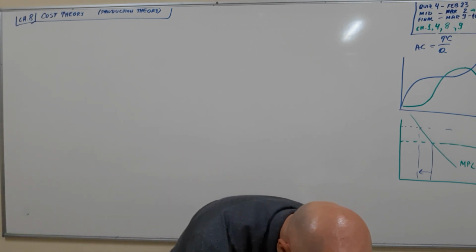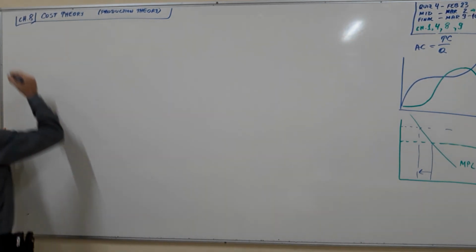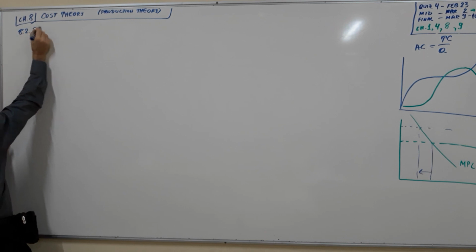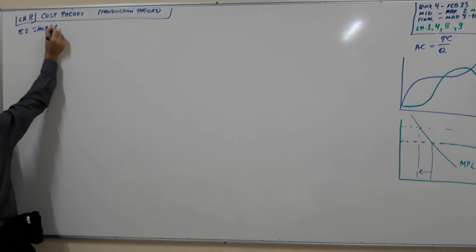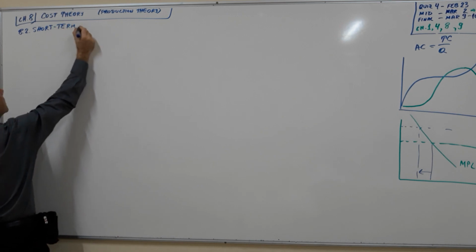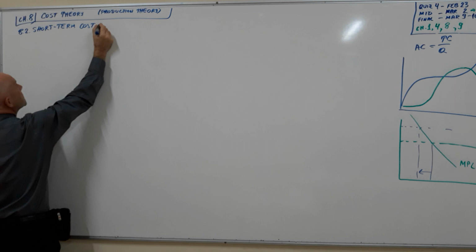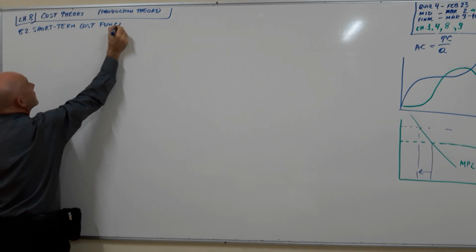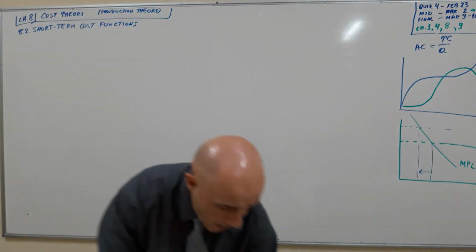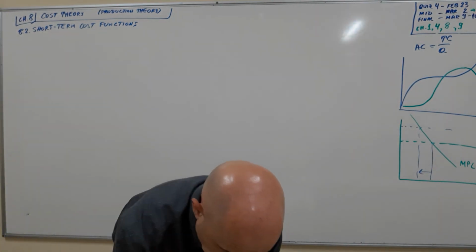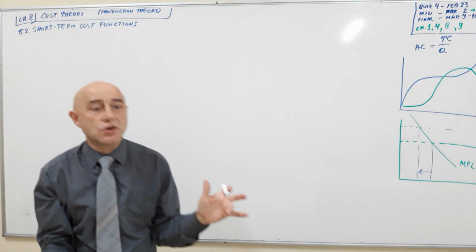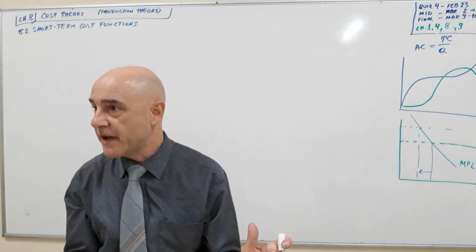Back to cost theory 8.2. Short term cost functions. I already covered total cost, total fixed cost plus total variable cost.